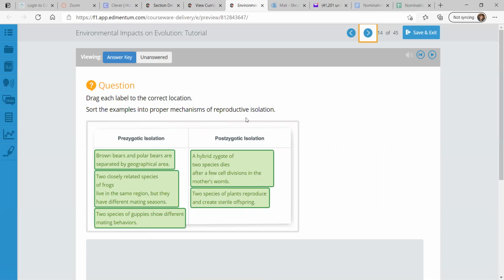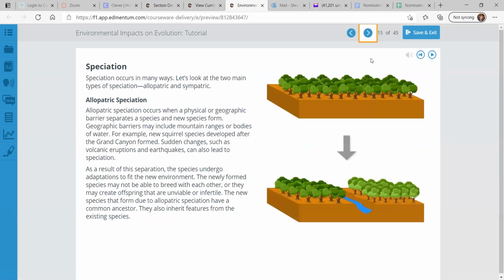And post-zygotic isolation, those examples are a hybrid zygote of two species dies after a few cell divisions in the mother's womb. Two species of plants reproduce and create sterile offspring. So think sterility, post-zygotic. Anytime you see a hybrid zygote, that is after fertilization.